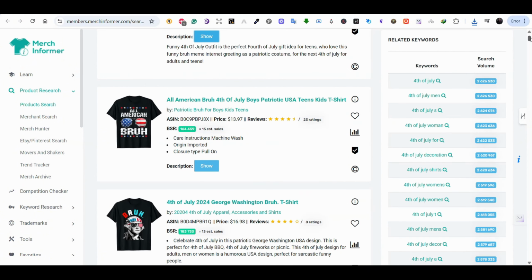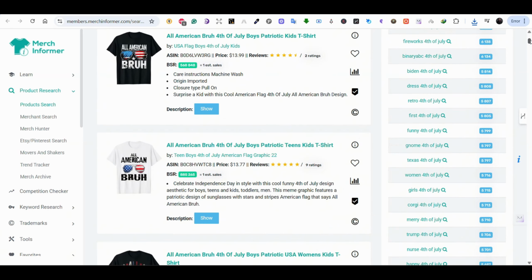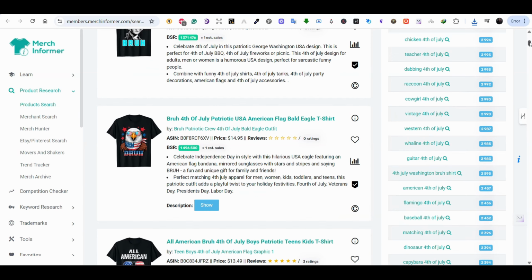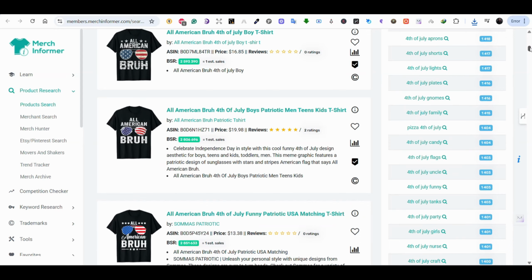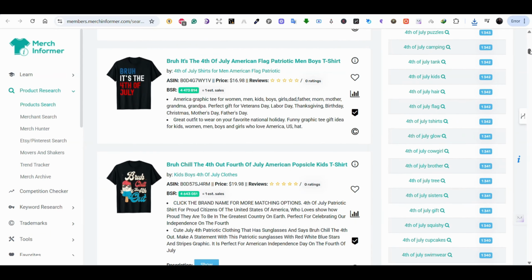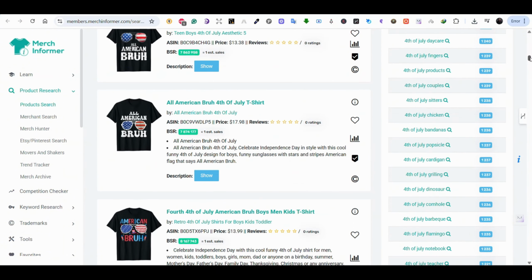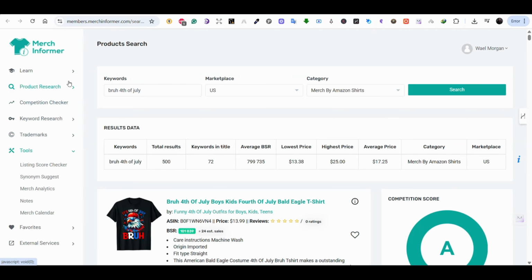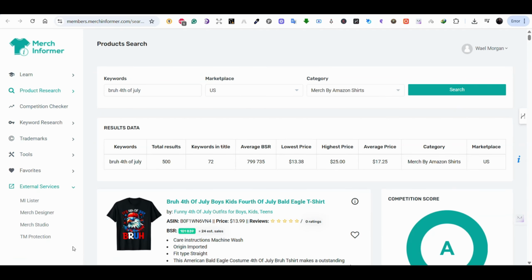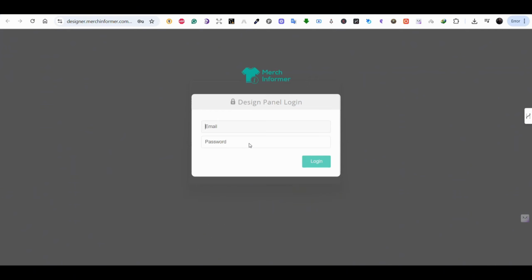So let's say we decided to work on this niche, "bro it's 4th of July." We can also use the Merch Informer designer on the platform to create our own designs without the need to move outside the platform. We can see there are a couple of designs that have the main keyword "it's 4th of July bro." So let's say we decided to work on this design. We can simply go to the Merch designer on the same platform and create our own design without the need to move outside.